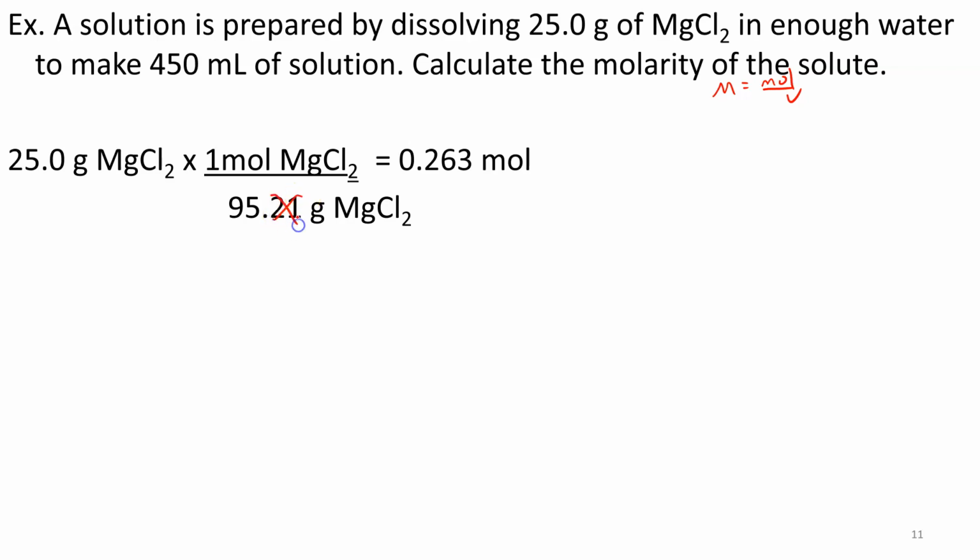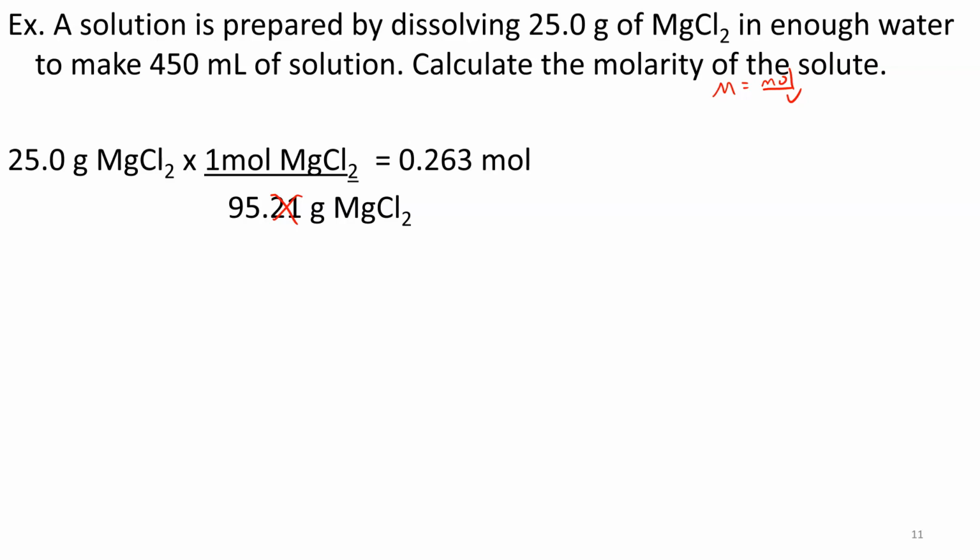You could just make it 95. You don't have to worry about the decimal. As long as you're in a zip code of the correct answer, you're fine. I'm not going to deduct you for it. So 25 divided by 95 is equal to 0.263 moles of magnesium chloride. That's not molarity, that's just the moles part.